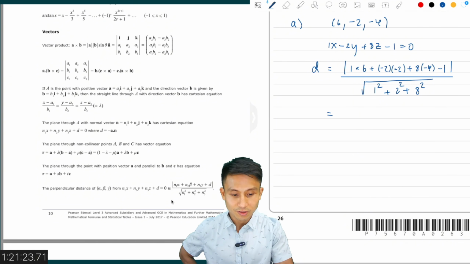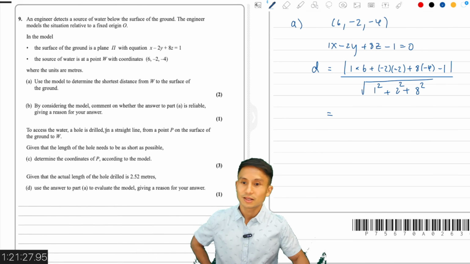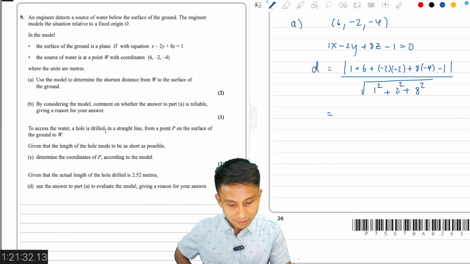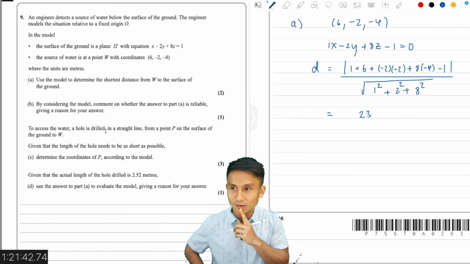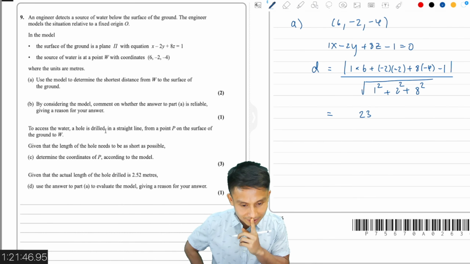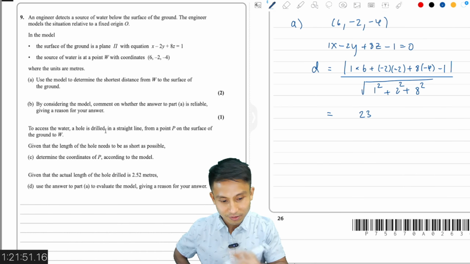Okay, so that's the distance. We're just going to go back to the paper. That would be the shortest distance. So we just do that math. 6 plus 4 is 10. 10 minus 32 is minus 22, so that's 22 in the modulus there. Yeah? 6 plus 4 is 10, 10 minus 32 is minus 22. Yeah, okay, I'm happy with that.